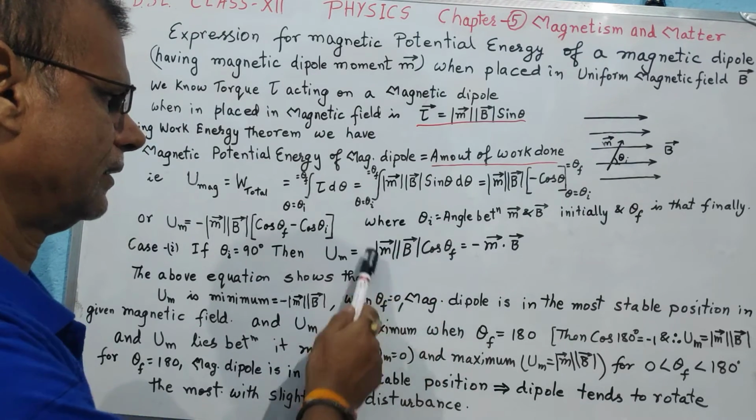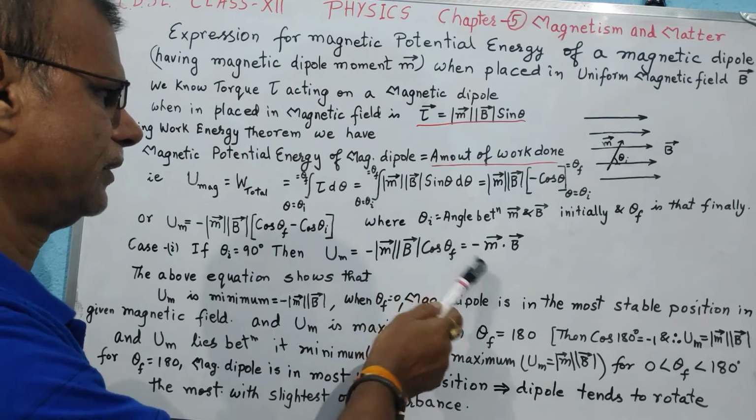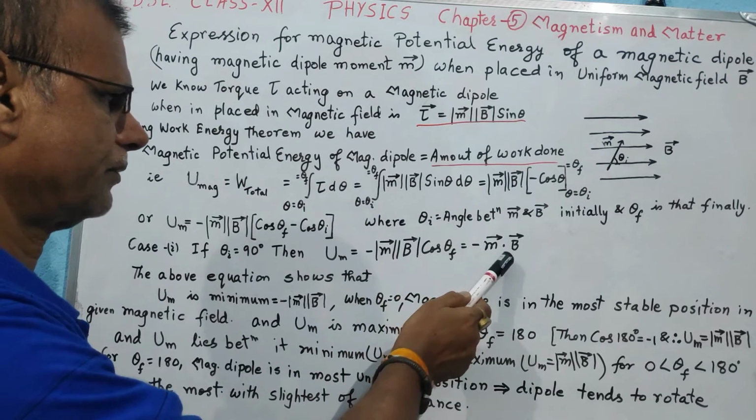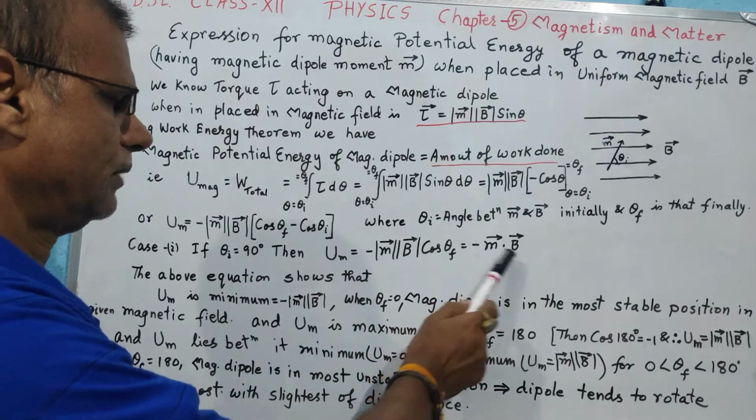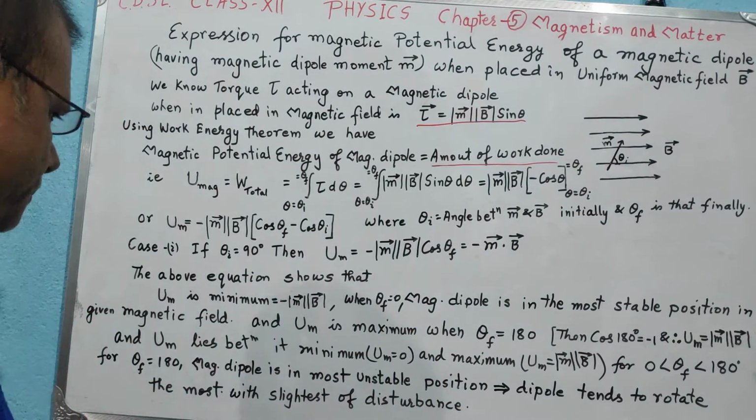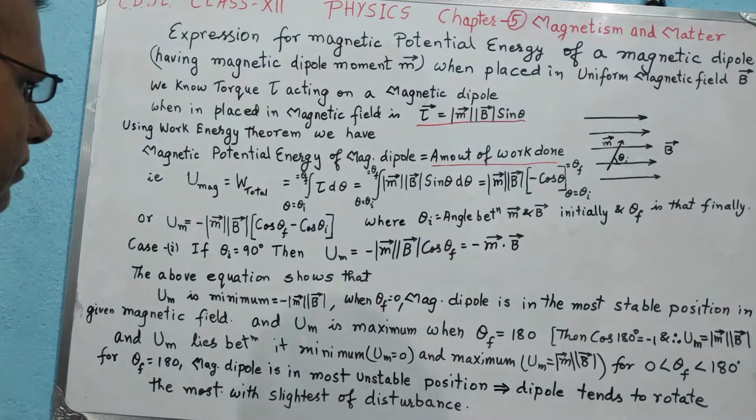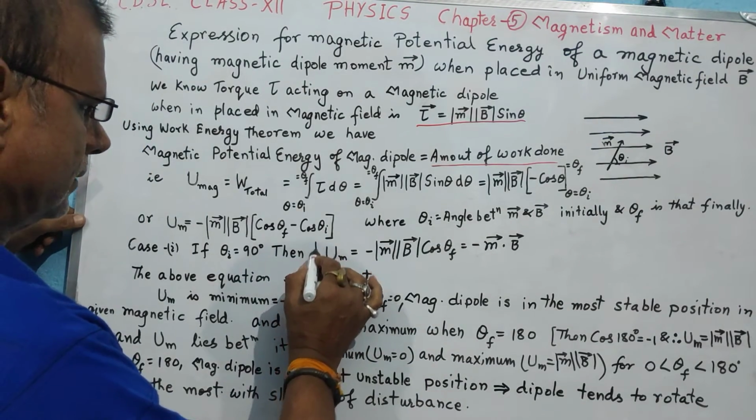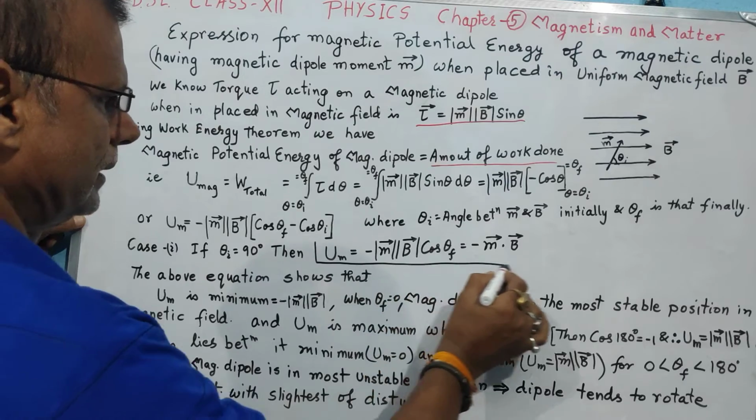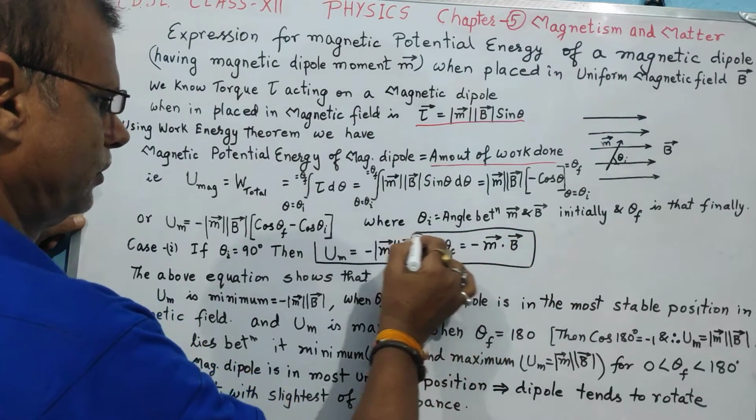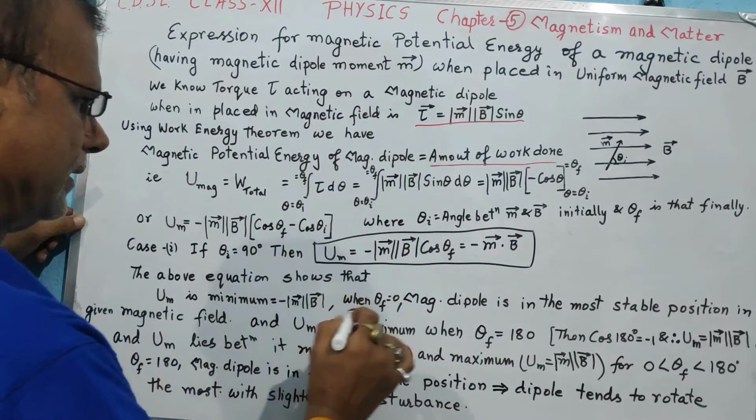And if we write it as the dot product of two vectors, we get minus m dot B. This is the equation for the magnetic potential energy of a magnetic dipole placed in a uniform magnetic field.